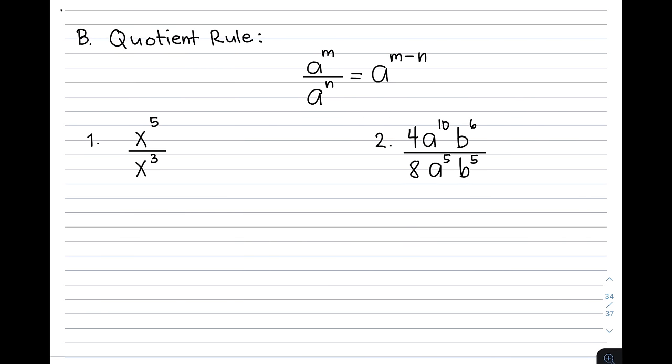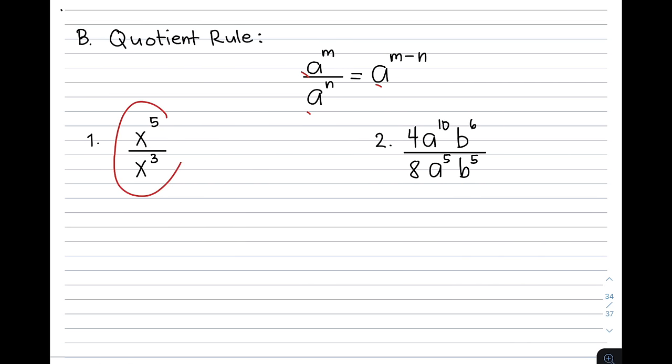We have a raised to m over a raised to n. Which is, kapag sinimplify natin, kapag parehas ang base, kopyahin. And then, kapag quotient rule, subtract the exponents. That's why the answer is simply a raised to m minus n. So try natin sa example number 1.